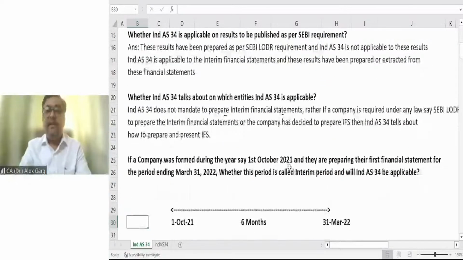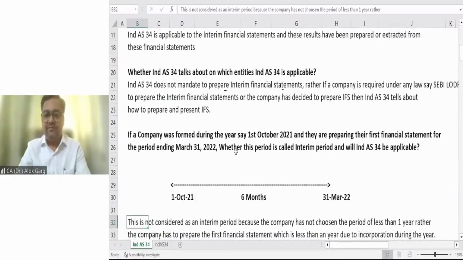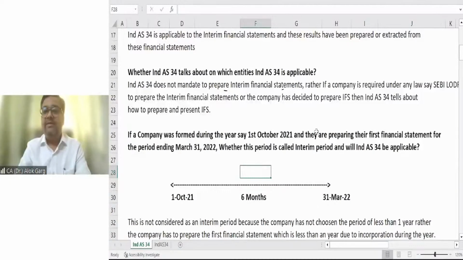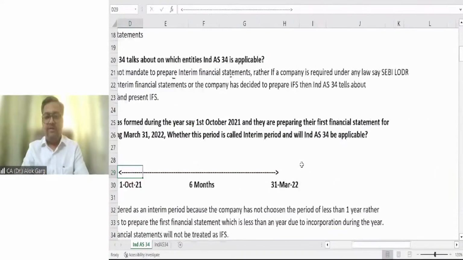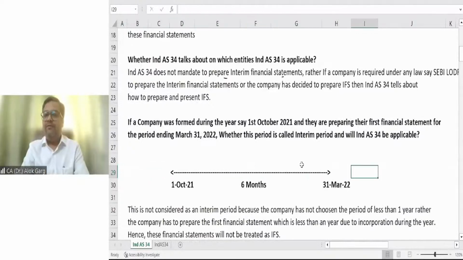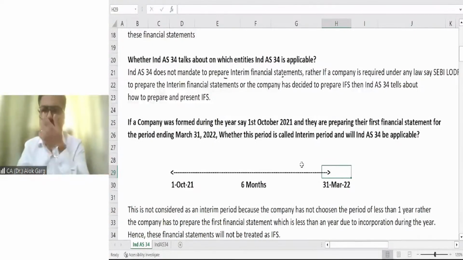If a company was formed during the year, say incorporated on 1st October 2021, and is preparing its first financial statement for the period ending March 31st, 2022, is this period called an interim period and will Ind AS 34 be applicable? What is your view? The company was incorporated on 1st October, and of course the year ending will be 31st March, but it is not for the year financials, it is for the 6 months financials. So friends, whether this period is called an interim period, what's your view?